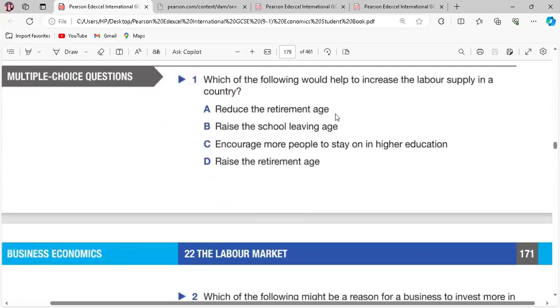So we have the multiple choice questions. Number 1. Which of the following would help to increase the labor supply in the country? The labor supply in the country, which means the number of workers making themselves available in the country, would increase if government raises the retirement age. If government raises the retirement age, it means people will still be at work even beyond the age they're supposed to be at work.